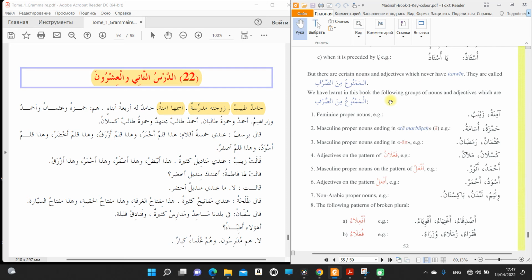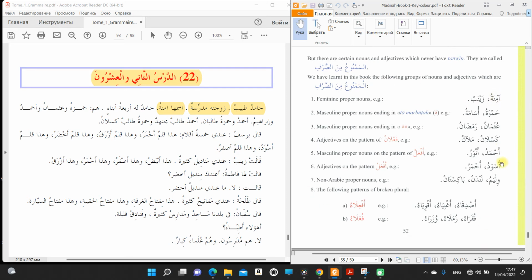And I strongly advise you to memorize them. Because I remember our teacher would assign us to memorize these groups, but I didn't memorize it at first. And then we moved to the second level. I would ask the teacher why, for example, kaslanu doesn't take tanween.